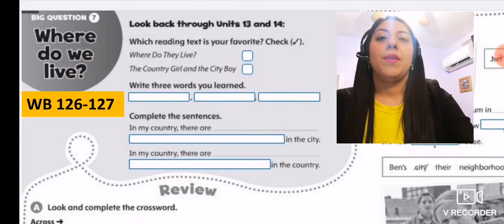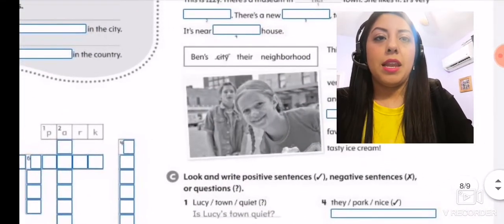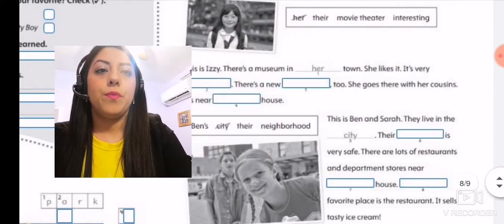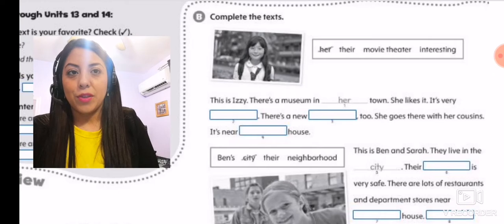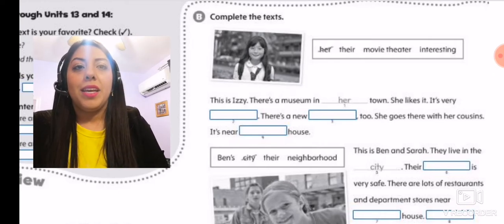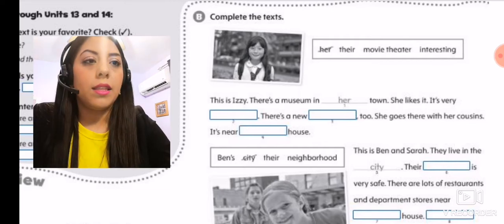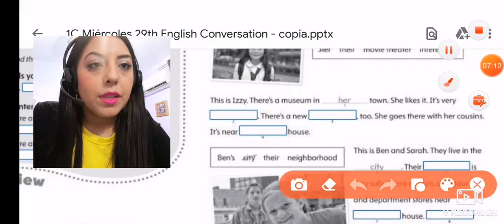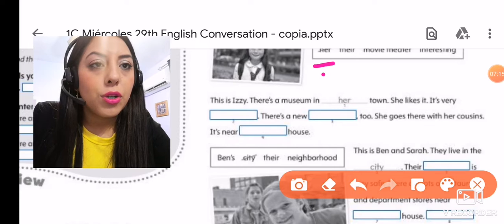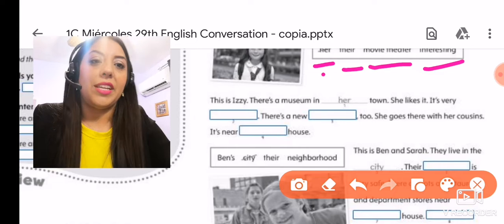Okay? Now, I already explained this one. Now, I'm going to continue and I'm going to explain how you're going to work on this one. Letter B, complete the text. Now, in the letter B activity, you need to complete the blanks with the word bank. What is the word bank? This one. Let me show you. The word bank is this one. Her, their, movie theater, interesting.